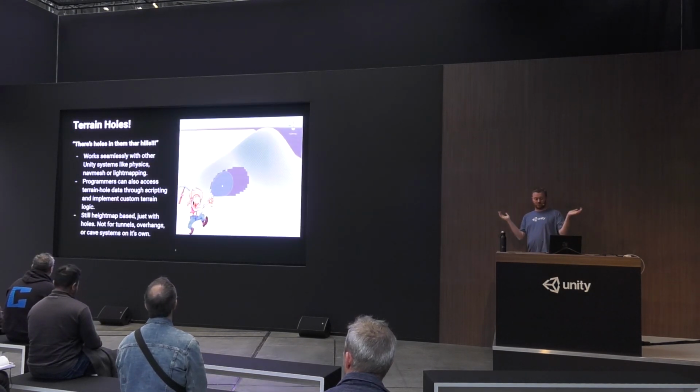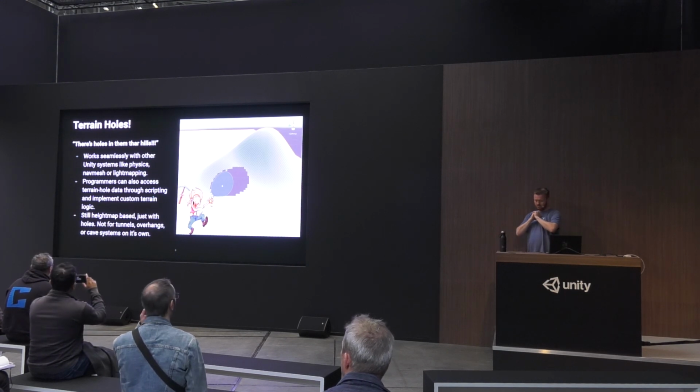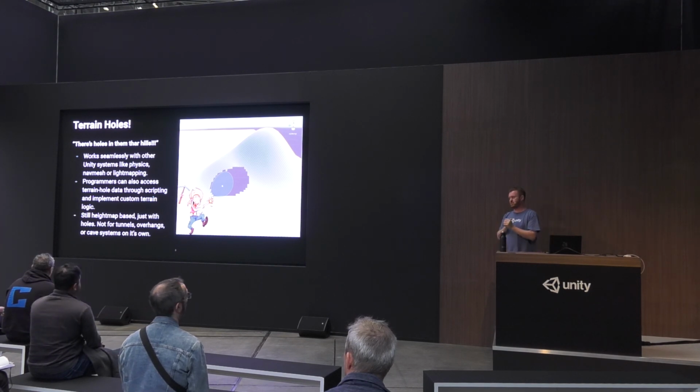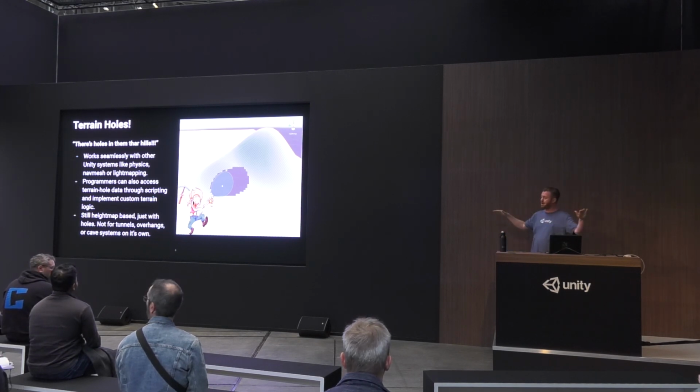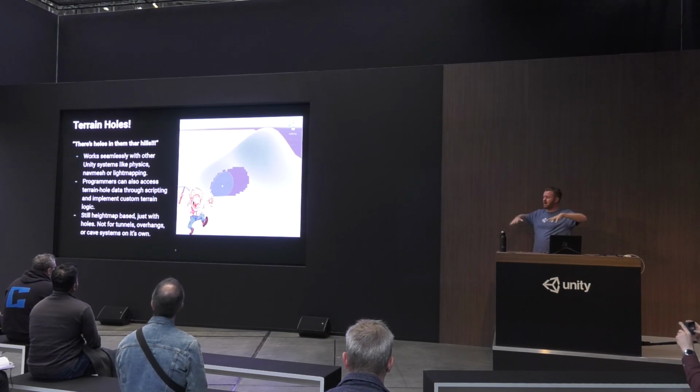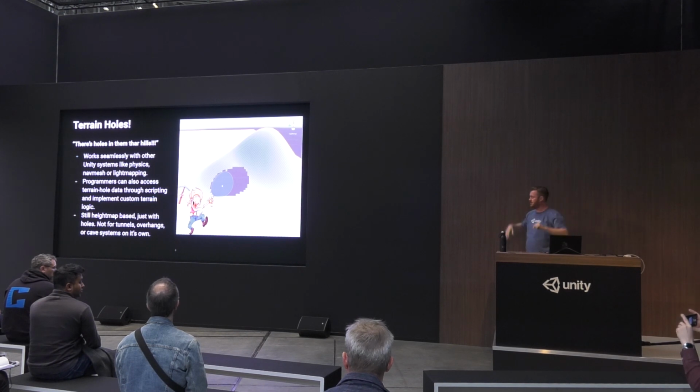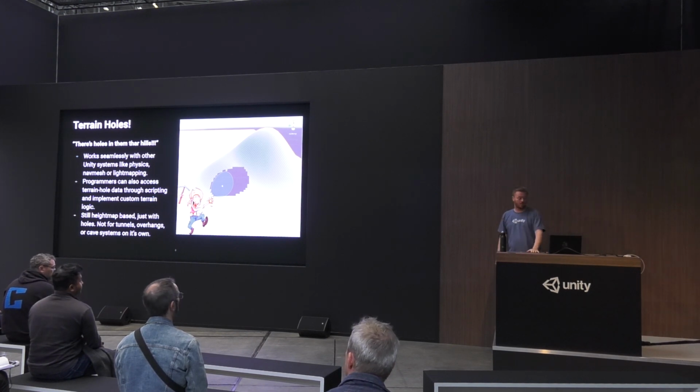So, terrain holes. What we have here is basically the ability to punch holes in the terrain mesh. This is still a height map based system. We're starting with a flat plane, using a height map to offset along the y-axis and make hills and canyons. And now we can make holes in that.